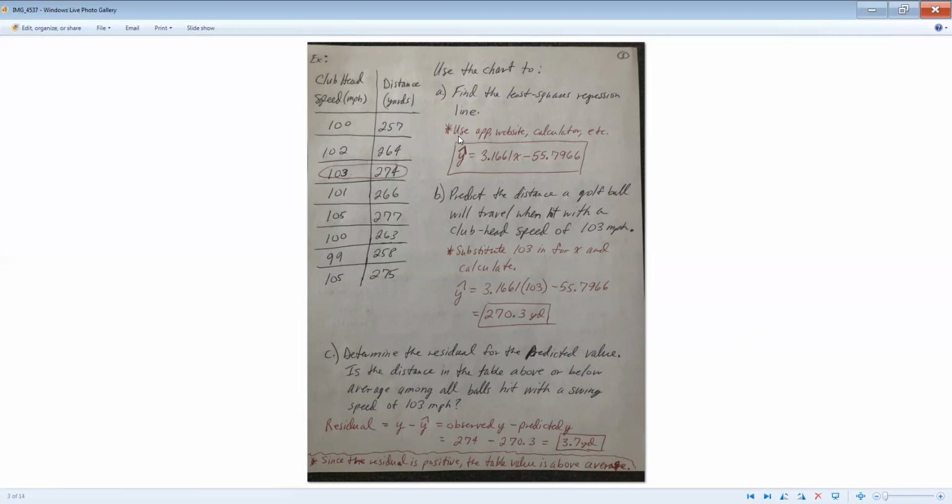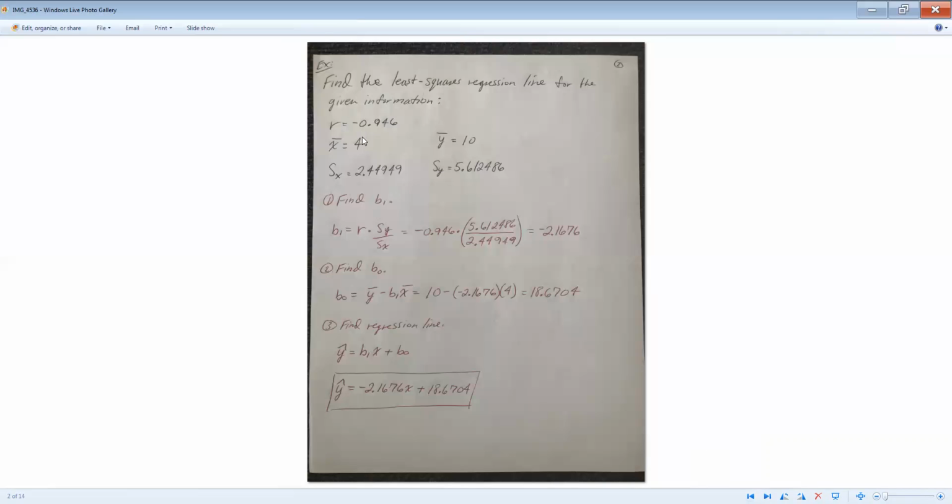This book does not focus on the calculation of the regression line, but you need to find an application, website, or calculator that can find it for you. So in the previous example, if you look at what we had, these pieces that they gave us, we didn't have to necessarily go to a website to calculate these things. They gave us these things. So we went ahead and put it in the formula and calculated with a regular calculator.